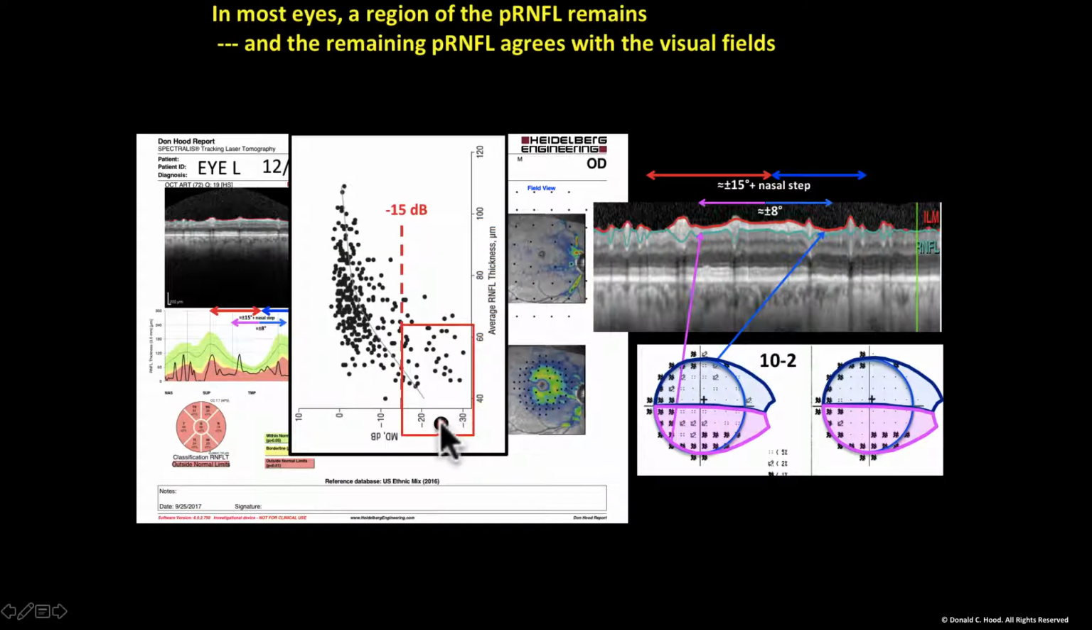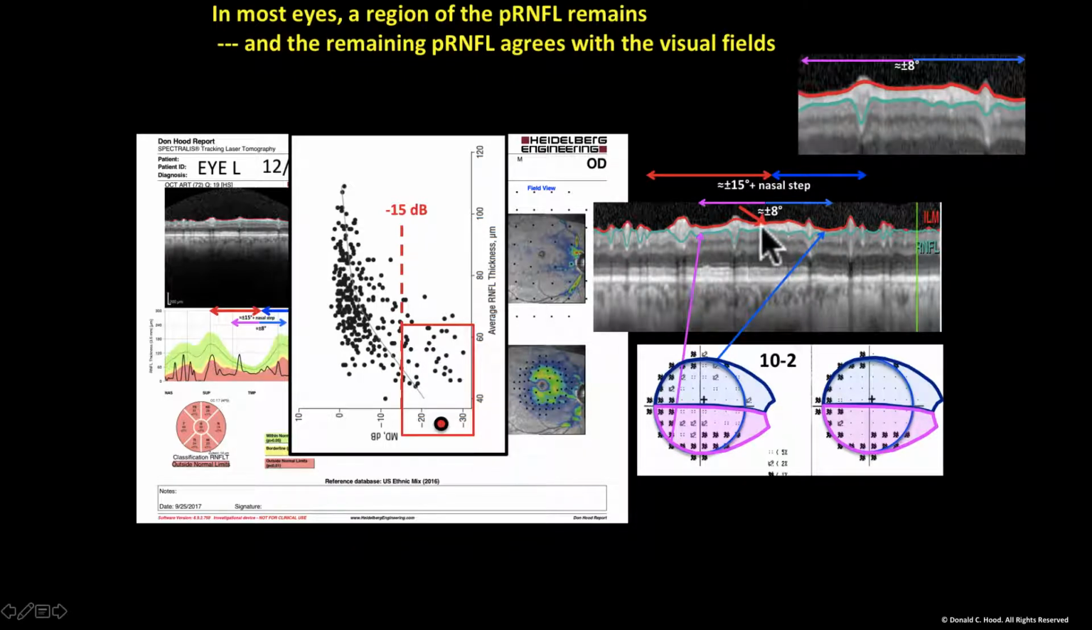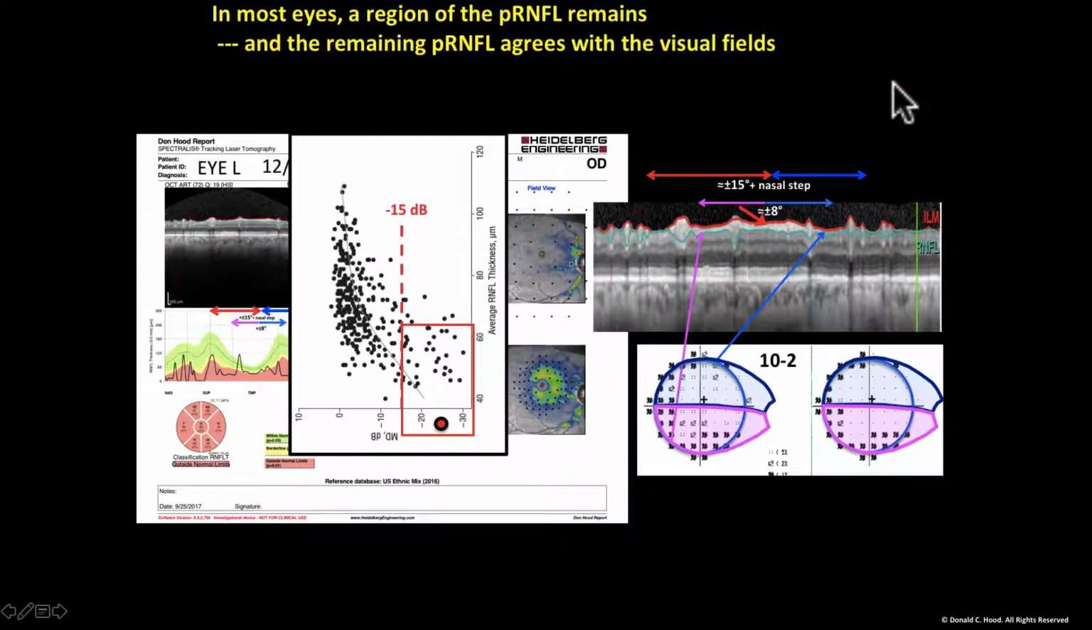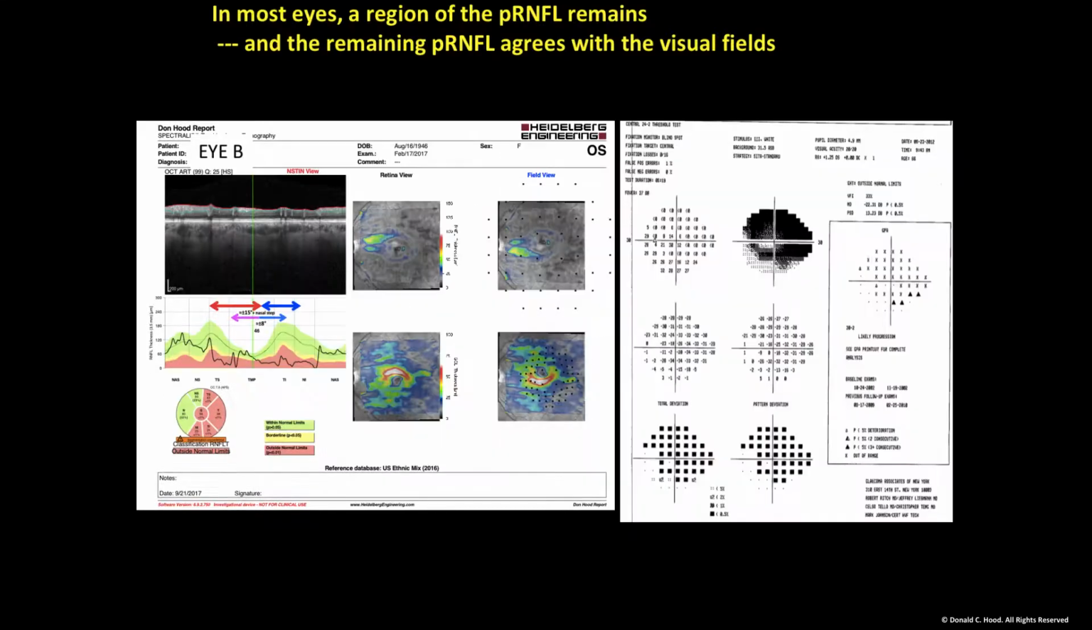And again, remember, this patient's average value is way over here. Look at all the tissue here. Let's blow it up. This is what you want to follow. See, the damage here is marching towards fixation. You want to preserve this. You want to preserve that. Again, in most eyes, a region of the peripapillary retinal nerve fiber layer remains.